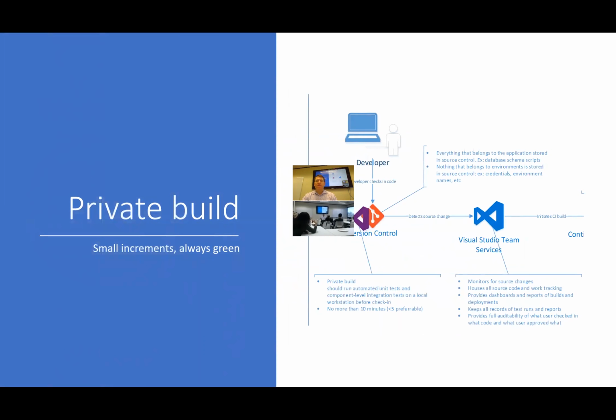So our private build, some of the key things, we want to run all of our automated unit tests. We want it to be no more than 10 minutes. If you can get it down to 5 minutes, that's great. We don't want any one piece of it to start to be a time hog. And when something takes 30 seconds in a private build, that starts to become a time hog.